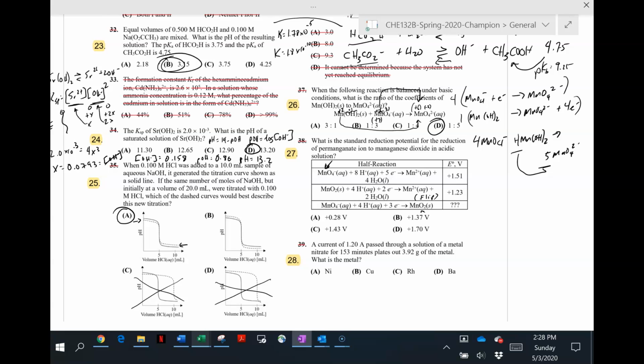Yeah, if we flip that, the Mn2+ will cancel out. We'll have to balance the electrons, but the good thing is this will be our oxidation half reaction, and this is our reduction half reaction. E naught is E ox plus E reduction. And so the oxidation one's going to be negative 1.23, and the reduction's 1.51.